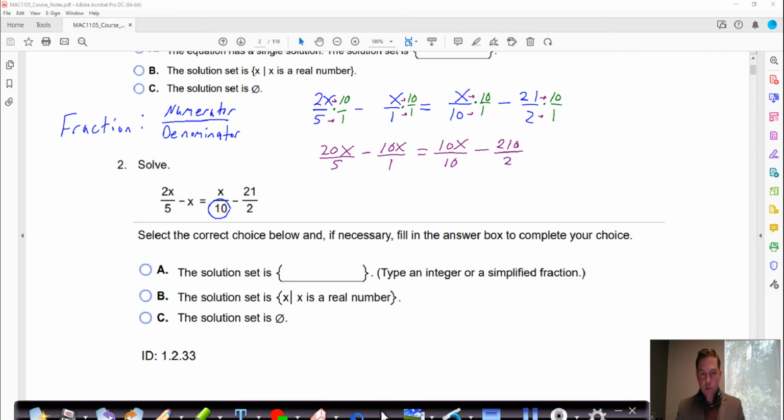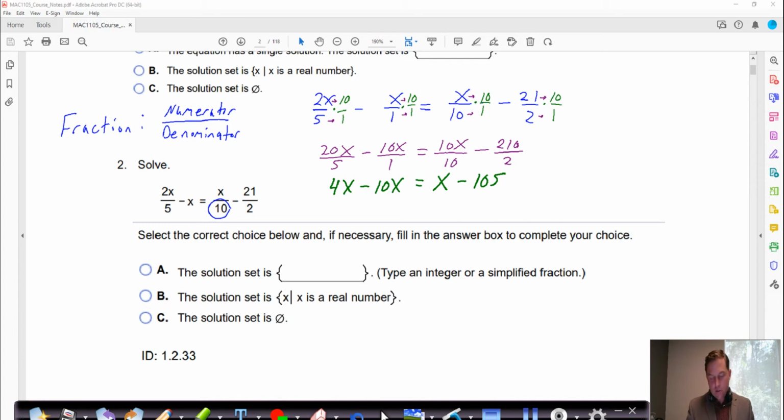Okay, now we can start to perform these divisions. So we can say 20 divided by 5 is 4 with an x on it. 10 divided by 1 is just 10 with an x on it. 10 divided by 10 is 1 with an x on it, so we just write it as 1x or just x. And then 210 divided by 2 is 105. And notice we have eliminated the fractions, and now it's a problem pretty similar to the last one.